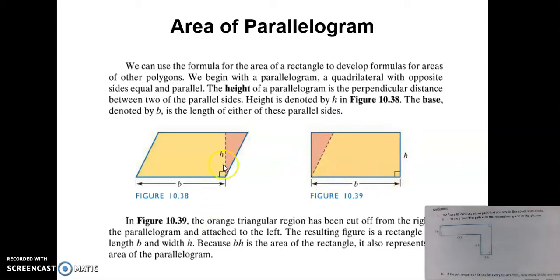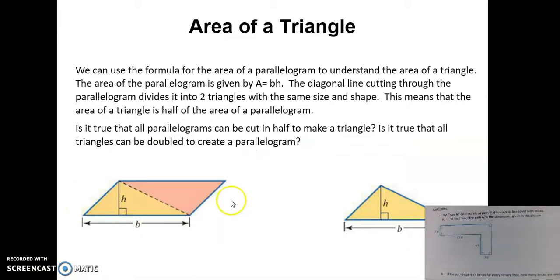Now be careful, the height is the perpendicular of our parallelogram, okay? It is not the slant height. Now this moves into a triangle here. So take your parallelogram, cut the diagonal, it'll cut it in half to 2 equal triangles.